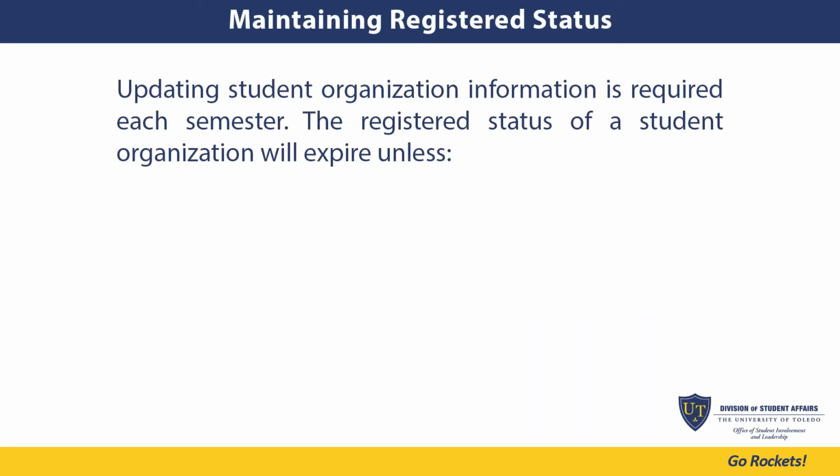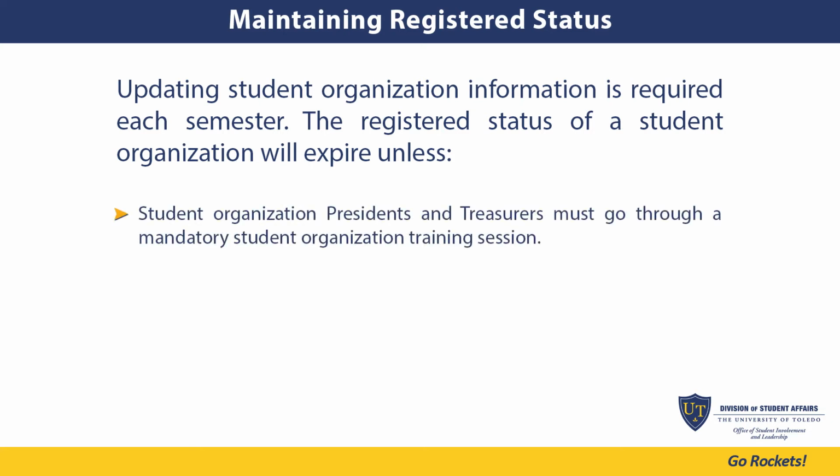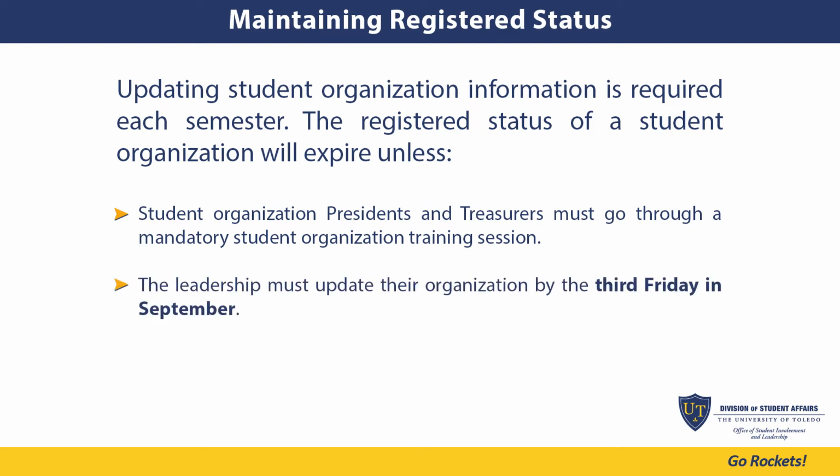Student organizations have 3 requirements that they must meet. Each requirement is an annual obligation that student organizations must meet every academic school year. The first requirement is that all student organization presidents and treasurers must complete the mandatory training session. As a second requirement, all student organizations must update their student organization profile and leadership contact information in OrgSync by the 3rd Friday in September.